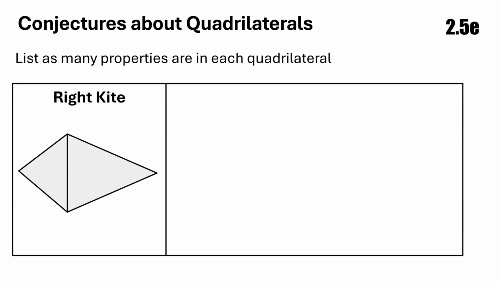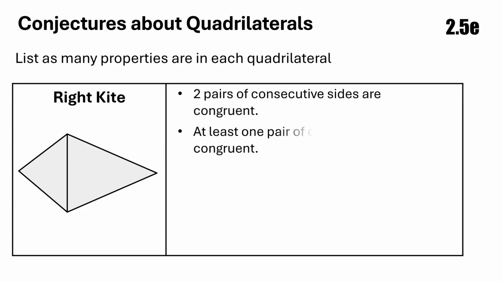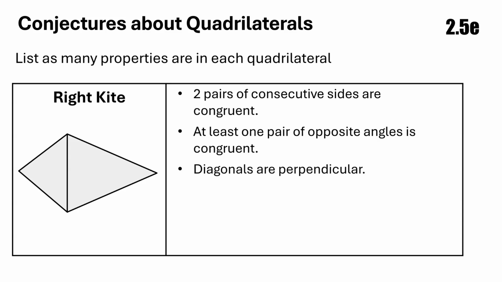The sixth quadrilateral is a right kite. Every right kite has two pairs of consecutive sides that are congruent. At least one pair of opposite angles is congruent. Diagonals are perpendicular. Diagonals bisect each other.